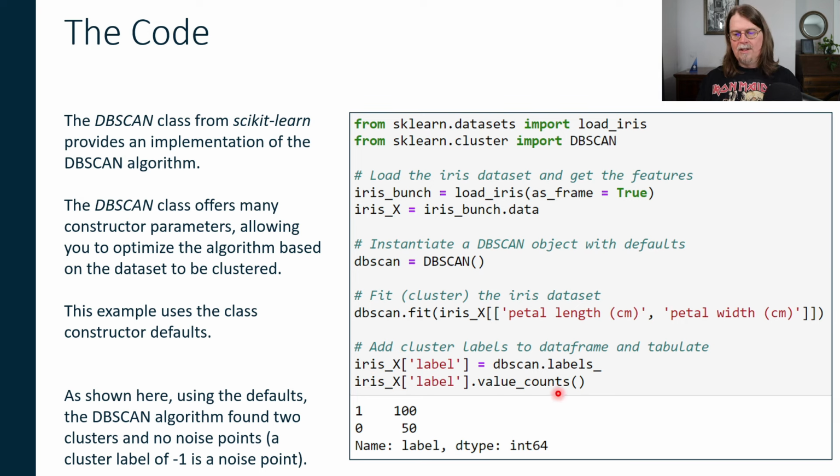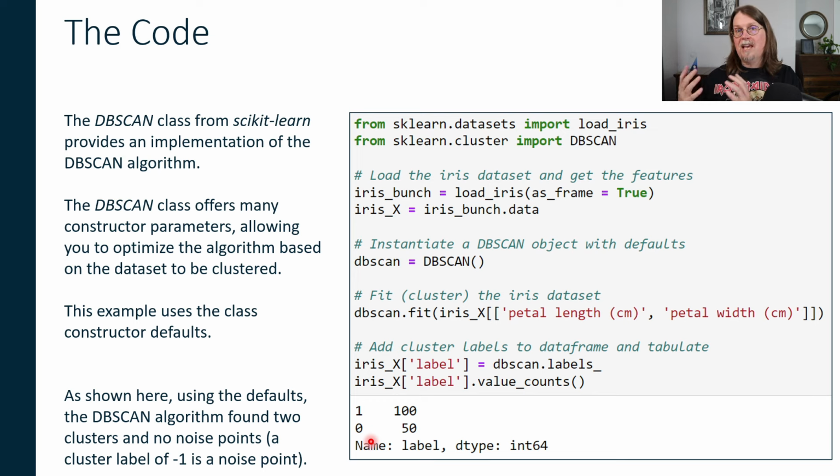Now I can do value counts on that column and see how many clusters DBSCAN found and how many of the individual rows of data were assigned to one cluster or another. When I do that, I see first and foremost that I only get 2 clusters, 0 and 1. 50 rows of data were assigned to cluster 0, and 100 rows were assigned to cluster 1. Notice I do not have any cluster assignments of -1. -1 would denote a noise point, a row of data thought to be an outlier and not clustered. So all of my data has been clustered here because I see no -1s.